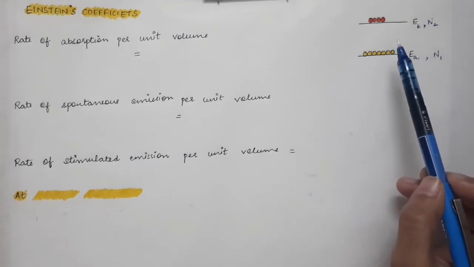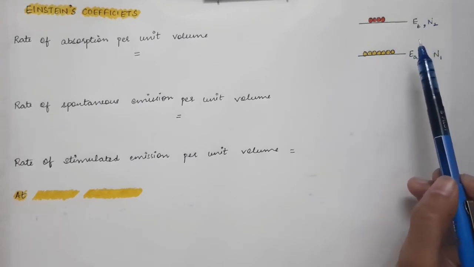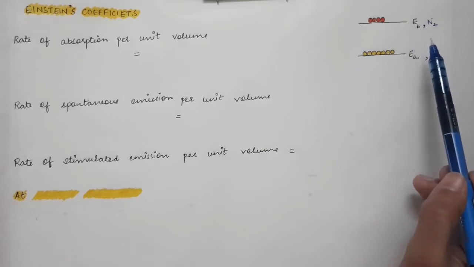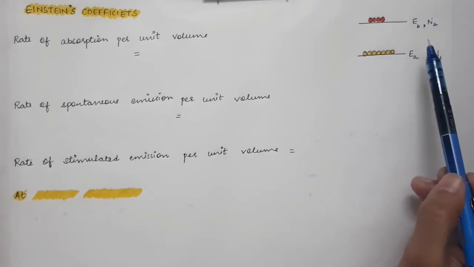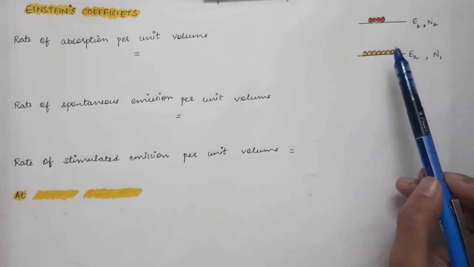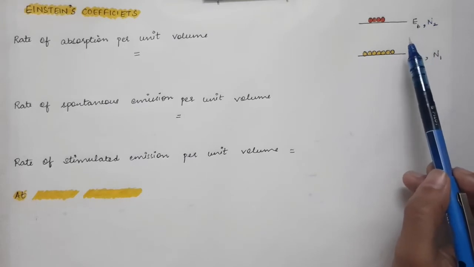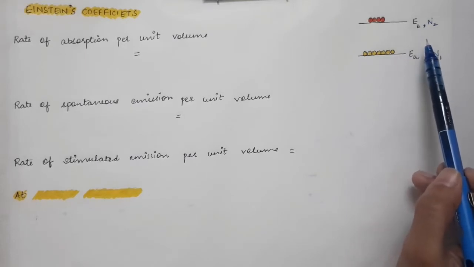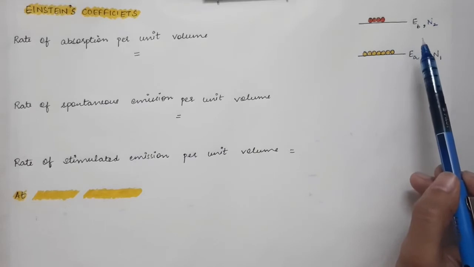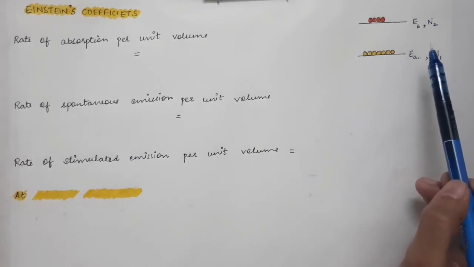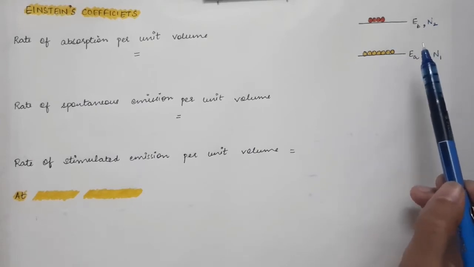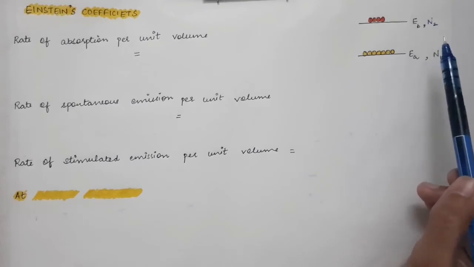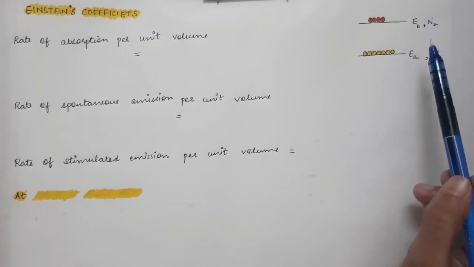So in a laser, what do we need? We need a highly intense light, as well as light which is highly directional, highly monochromatic and highly coherent. All these things are obtained only in the case of stimulated emission. So what we want is to increase the rate, or you can say the probability, of stimulated emission. We will see how we can increase the rate of stimulated emission.